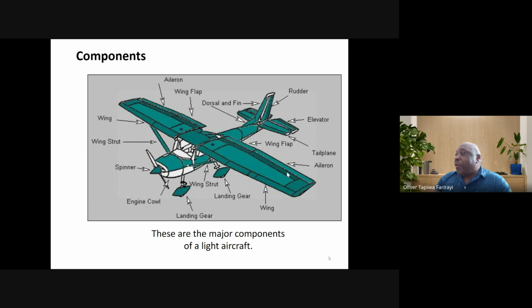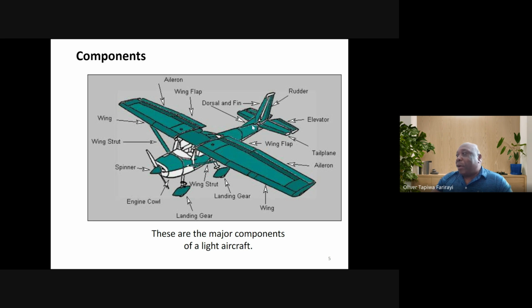Then you have these devices, which are for the control of movement. We have the aileron. Then just next to it, we've got the wing flaps. These are moving devices. Again, on the other side, you've got the aileron, and then you also have the flaps.